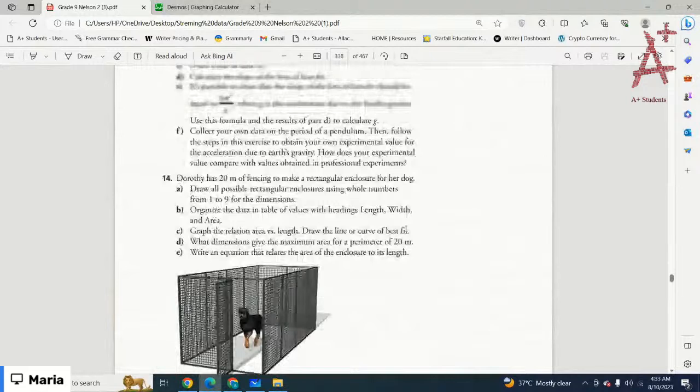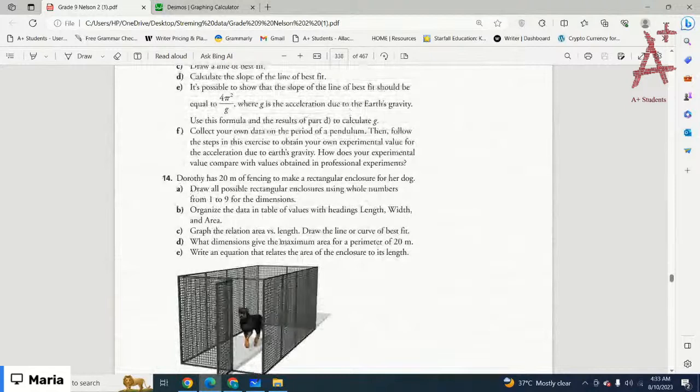Okay, let's see question number 14. Dorothy has 20 meters of fencing to make a rectangular enclosure for her dog. Draw all possible rectangular enclosures using whole numbers from 1 to 9 for the dimensions. Organize the data in the table. Graph the relation area versus the length. What dimensions give the maximum area for a perimeter of 20? Write an equation.